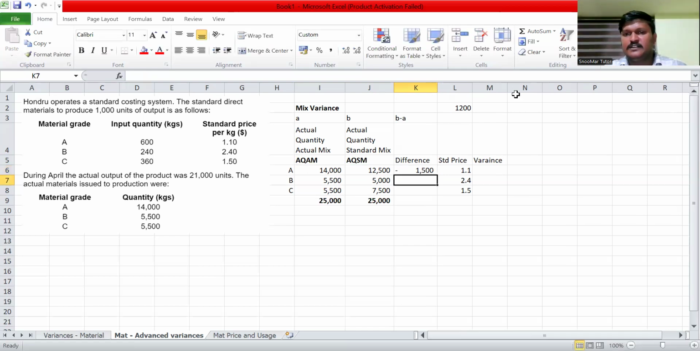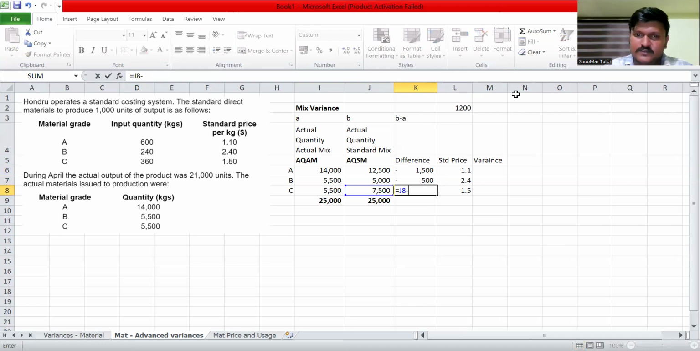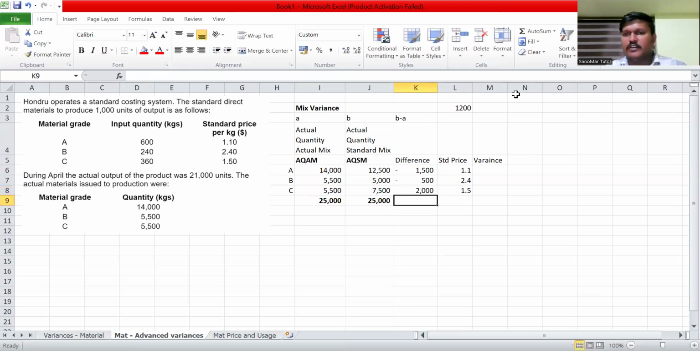Let's consider 1500. I'm just copy pasting the formula. Or let's do it one by one. So we are going for B minus A. Again, you are going for B minus A. Now if you add all these together, it would be 0. So meaning there is no variance. No, actually this is only quantity wise.